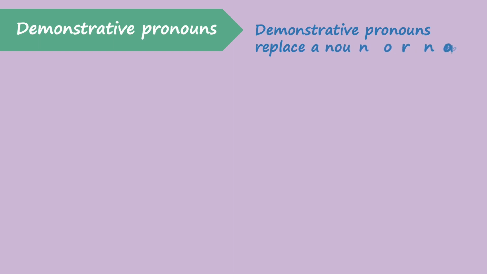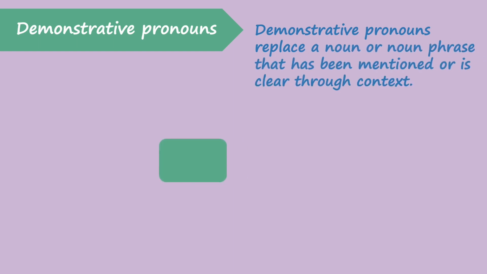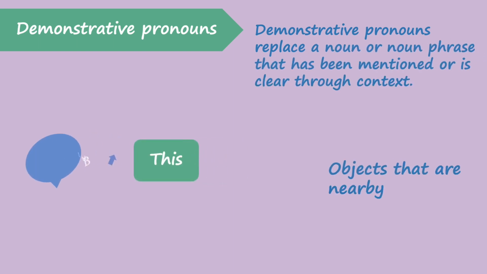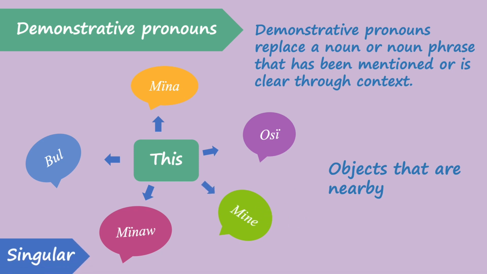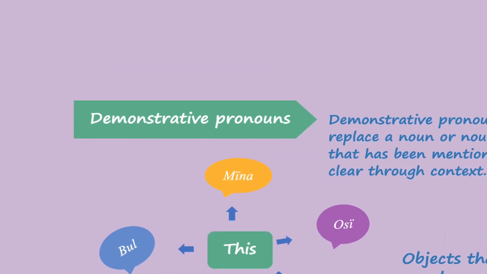Demonstrative pronouns replace a noun or noun phrase that has been mentioned or is clear through the context. Бұл, мына, мынау, осы, and many are used for the items that are nearby or within visual distance. All of those can be translated using the English pronoun this. There is no major difference regarding the distance they refer to, so you can choose the one you want.